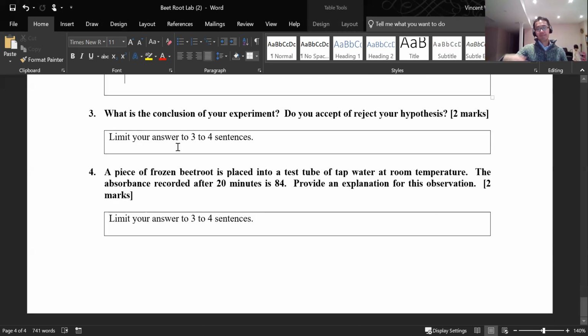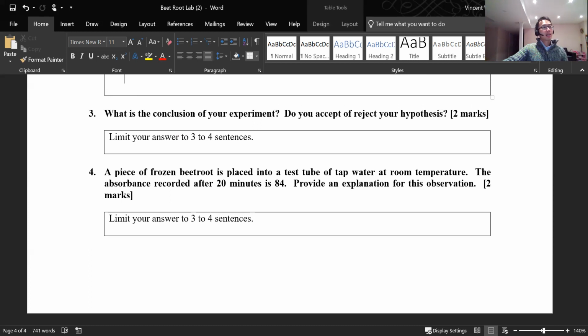Conclusion, you will say increasing temperature will increase permeability, as evident by the increase in color intensity. Do you accept or reject? So you refer back to what you said in the hypothesis. You either agree with it or not.